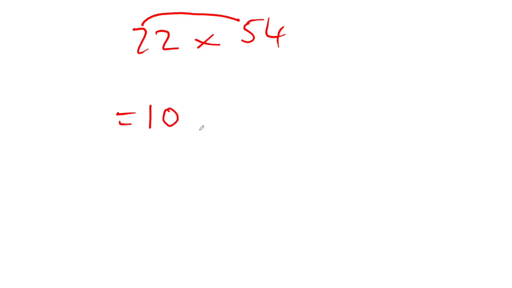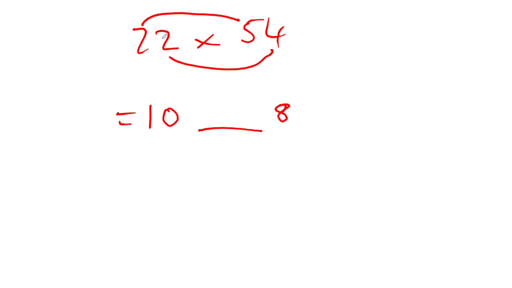So firstly, I'll just show you with a random two numbers. So let's do 22 times 54, for example. So the first thing you do is you multiply the tens and the tens. So 2 times 5 equals 10. Then you leave a gap, and then you multiply the units. So 2 times 4 equals 8.